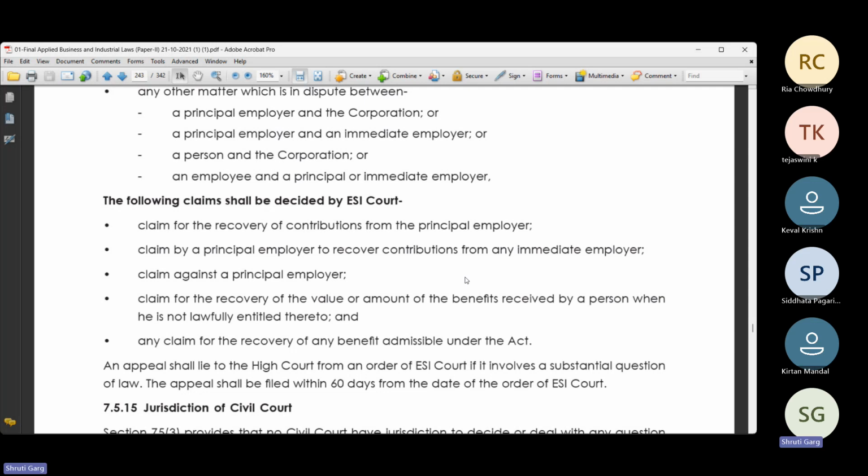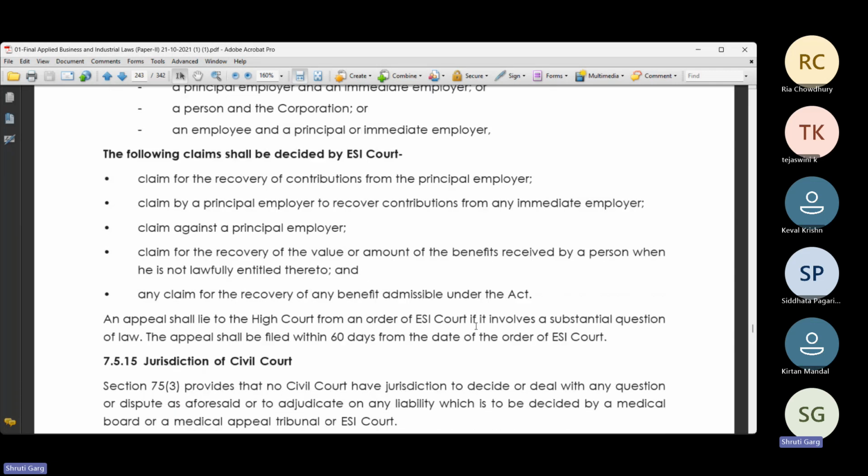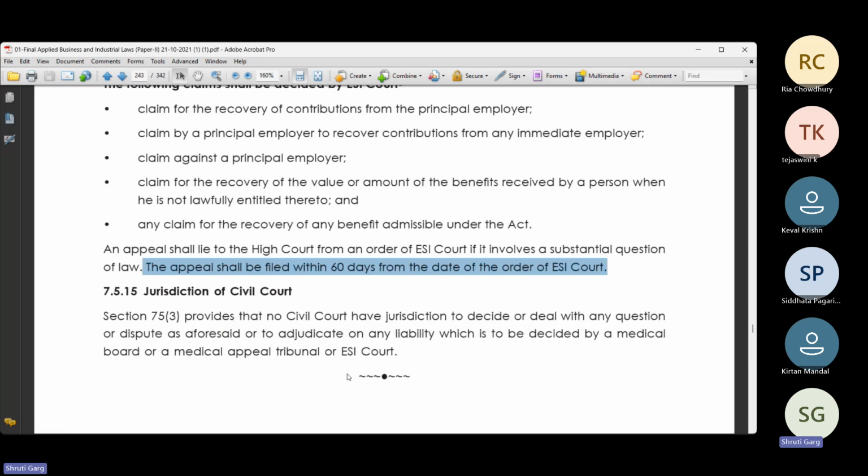If the ESI court is not able to settle this claim, then an appeal can be laid to the High Court from the order of the ESI court if it involves a substantial question of law. And this appeal shall be filed within 60 days. Highlight this line: this appeal shall be filed within 60 days from the date of the order of the ESI court. Clear?